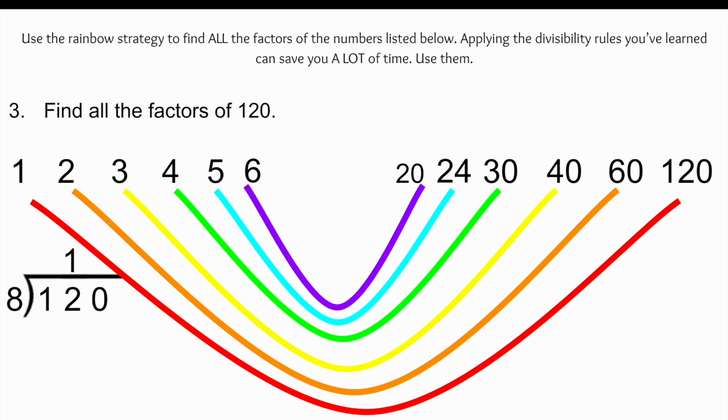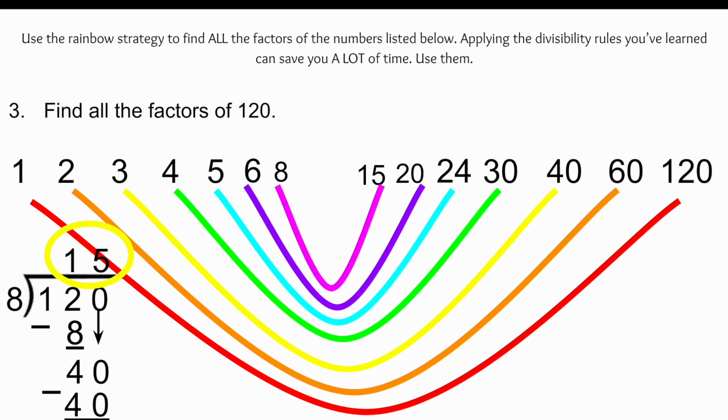8 can go into 12 one time. We multiply, we subtract. 12 minus 8 is 4. I'll bring down the 0. 8 can go into 40 5 times. We'll multiply. 5 times 8 is 40, and we'll subtract. If I subtract, 40 minus 40 is 0, and I have nothing left to bring down. So that means that I have no remainder. So 8 is a factor of 120. 8 times 15 equals 120. 8 and 15 are factors. Oh, wow, we've got a big list going here.